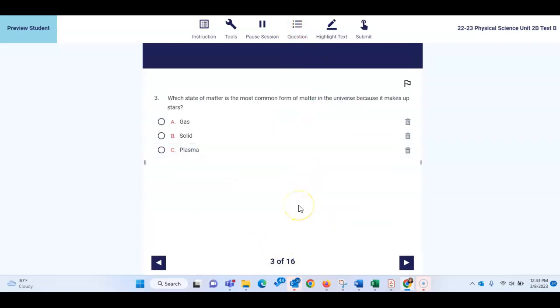Question 3. Which state of matter is the most common form of matter in the universe because it makes up stars? A, gas, B, solid, C, plasma.